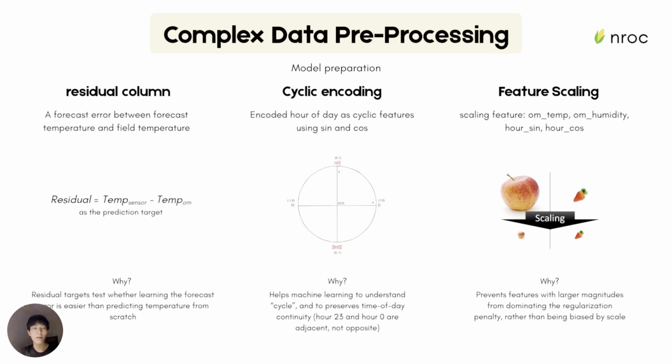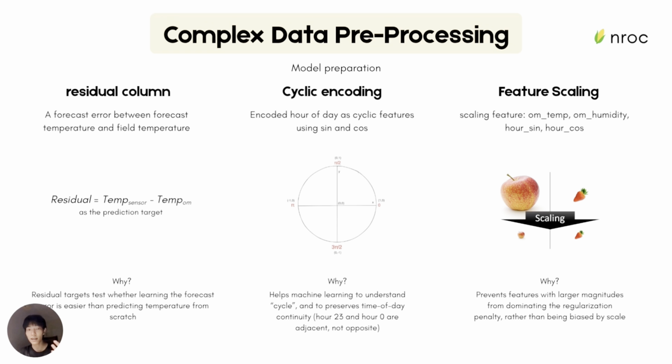A residual is a forecast error between forecast temperature and field temperature. And why do we need it? Simply, residual target tests whether learning the forecast error is easier than predicting temperature from scratch.